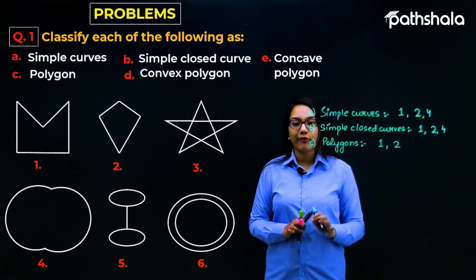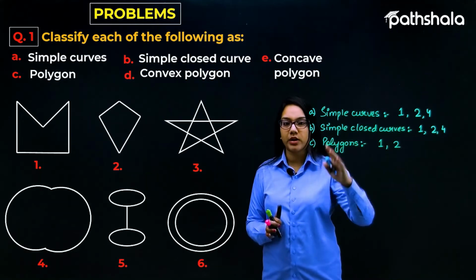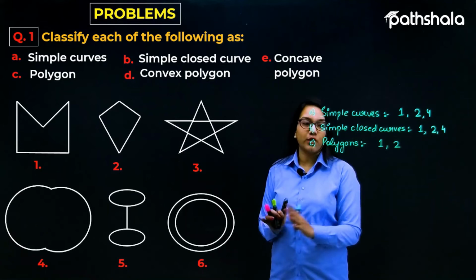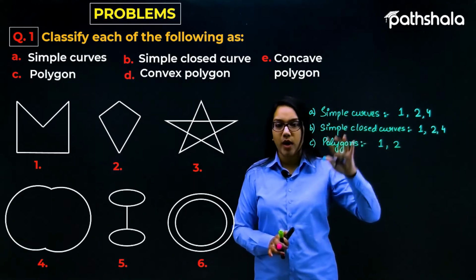Again, let's talk about the fourth one. Obviously the fourth one is not a polygon, it is not made up of line segments. Fifth one is again not a polygon, sixth one is again not a polygon. So the polygons are only 2, that is 1 and 2.